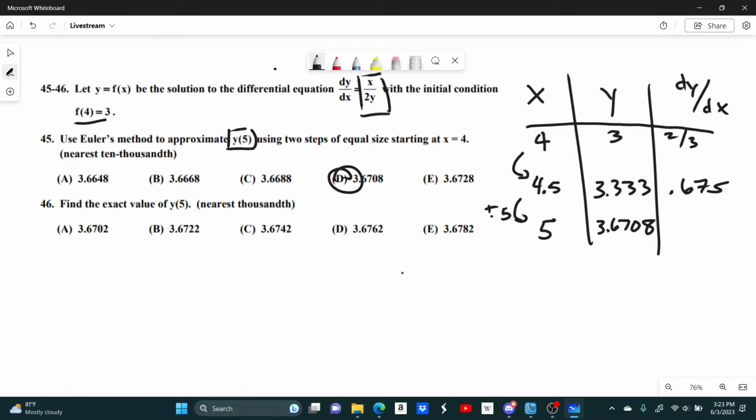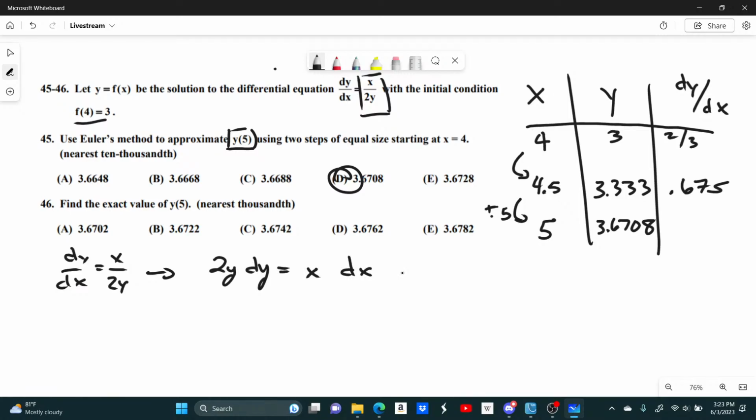So now we need to find the exact value of y of 5. For this, we're going to have to actually solve this differential equation. To do this, you're going to use a tool called separation of variables, where you basically want to get all your y's and dy's on one side, and all your x's and dx's on the other. So if we have dy over dx equals x over 2y, then separating the variables would look like this. I'm going to move the y's over here, 2y dy, and then all my x's to the right side, which would just be x dx.